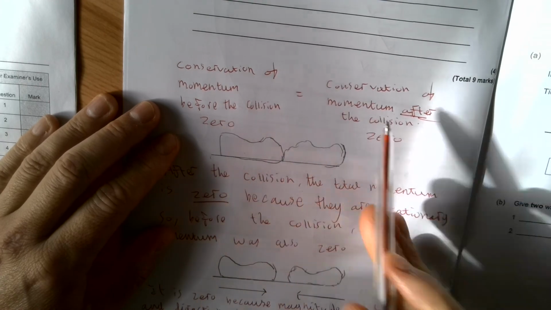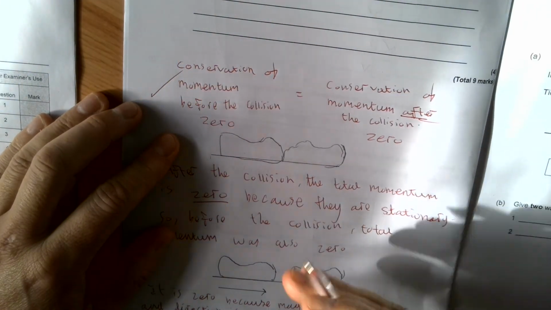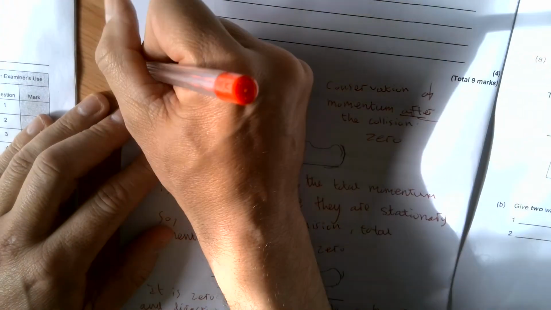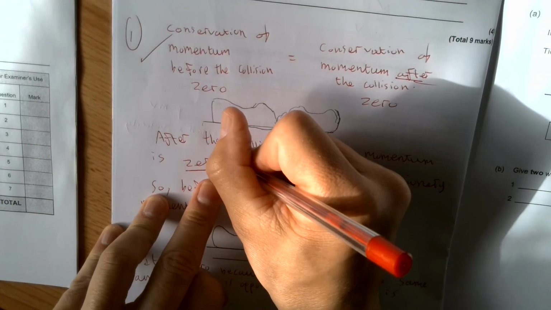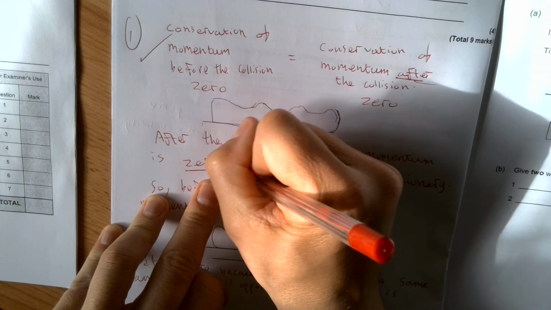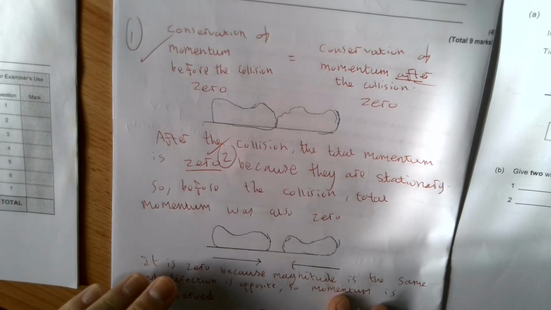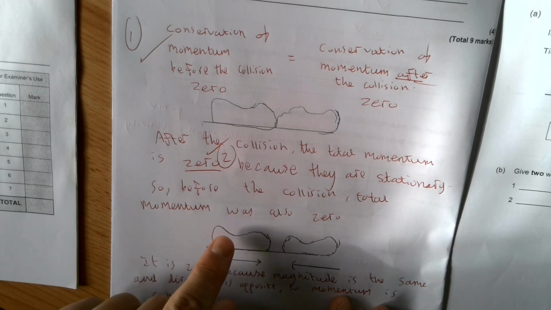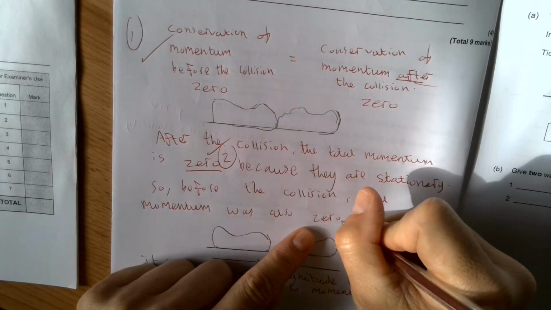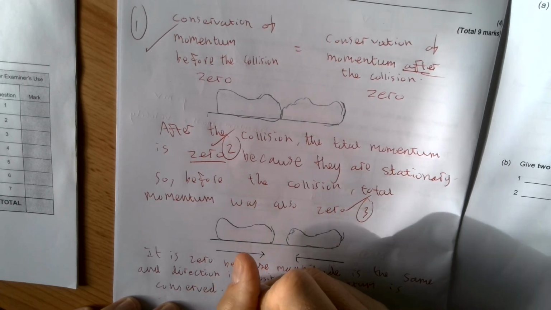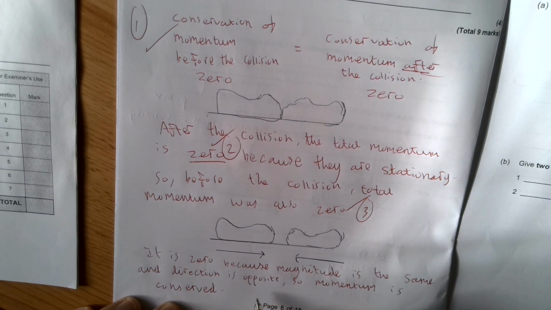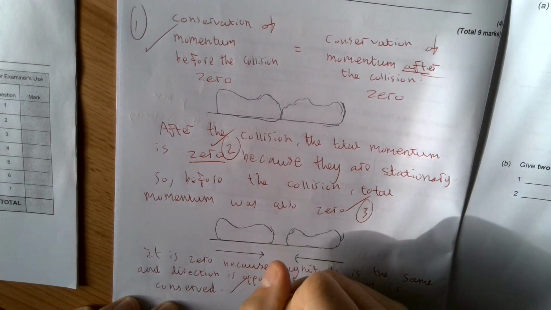So if I was going to write this down in terms of my answer, I would make a reference to this. That would be 1 mark. I wouldn't need to do the drawings, but that'd be my 1 mark there. My second mark is the after the collision and making reference to the 0. Then before the collision, the total momentum was also 0, so that's my third mark. And then my fourth mark is the direction is opposite and equal in magnitude.